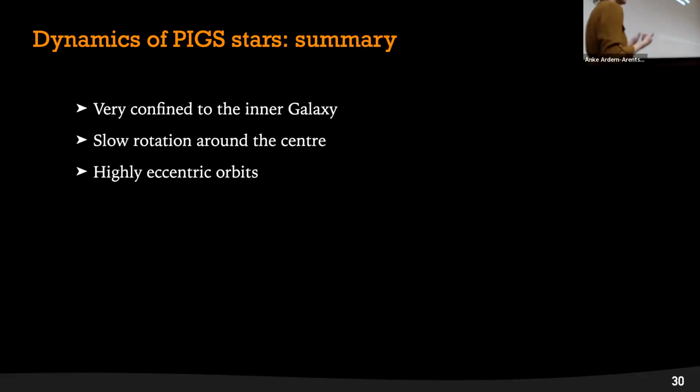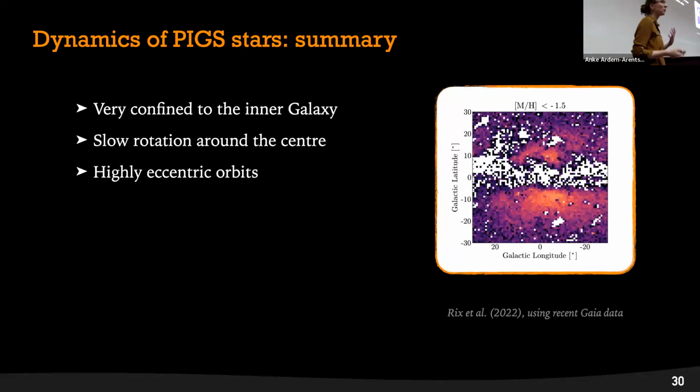So then to summarize what we've learned from this work, which is work in progress, is that these stars are very confined to the inner galaxy. They're slowly rotating around the center, and they're on very highly eccentric orbits. From a different survey, we also see that they're all in the same place on the sky.